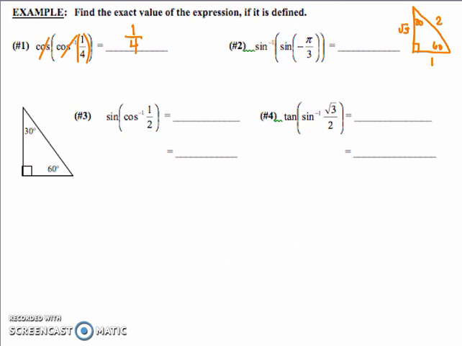Now I want you to be very careful. You cannot always do that. And we will see some situations where that doesn't work. Okay? Now let's take a look at example number 2.